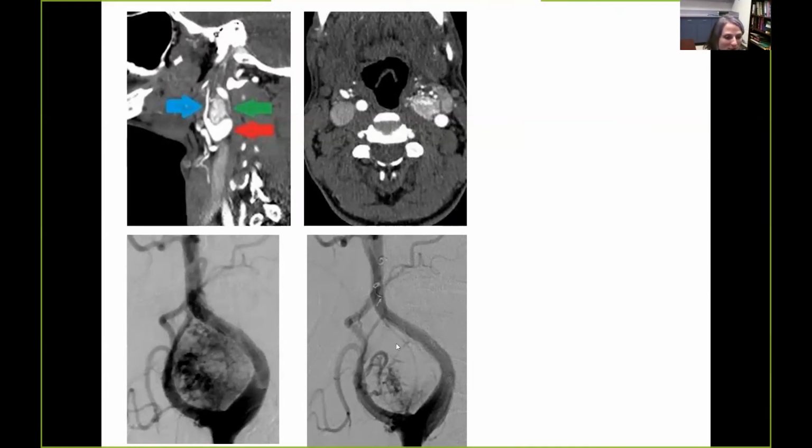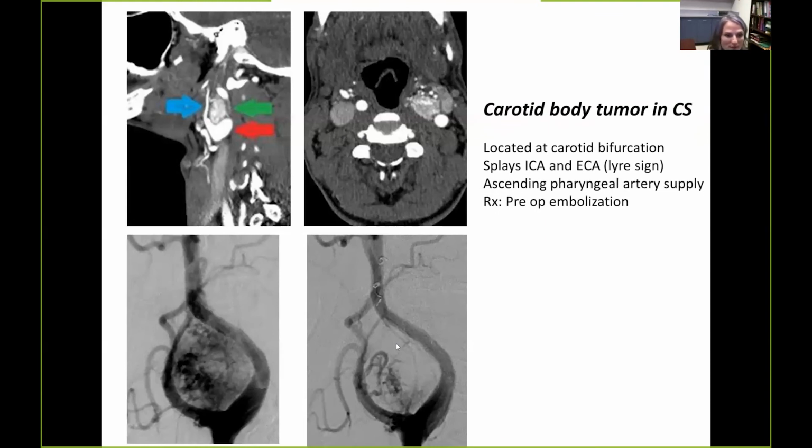So what is it and where is it? It's obviously in the carotid space, and at the level of the bifurcation, we know that this is a carotid body tumor. It is possible and is advisable to embolize this lesion preoperatively to decrease intraoperative bleeding.